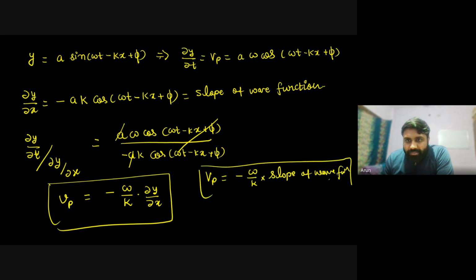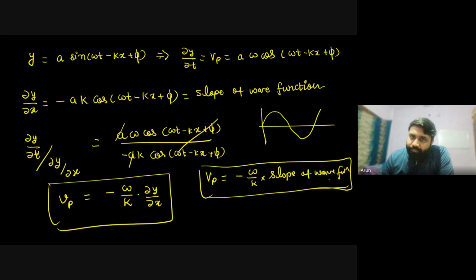Which means to determine the direction of where the particle is going, up or down, we will decide it with this formula. Let me talk about this particle. Here the slope of the particle is positive, so the velocity of the particle will be negative, which means this particle is moving down. So this is very important. Try to note it down.